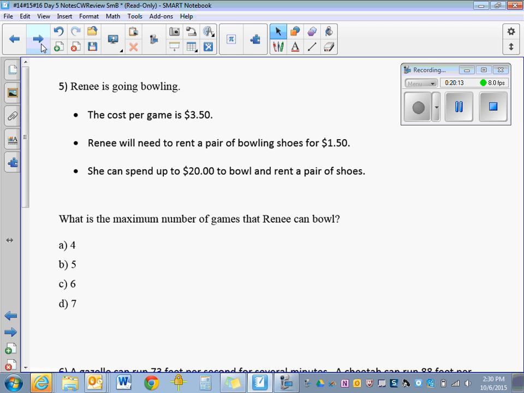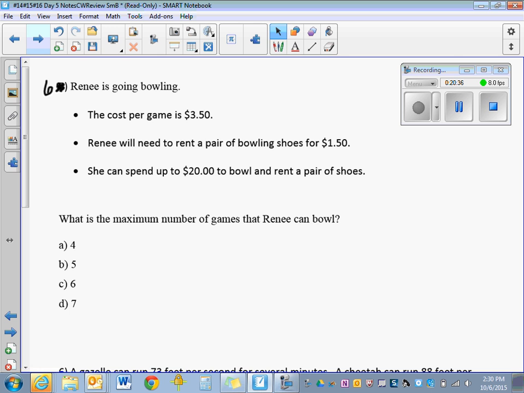Alright, so number, I think it says 6 on your page. Brittany is going bowling. The cost per game is $3.50. Renee will need to rent a pair of bowling shoes for $1.50. She can spend up to $20 to bowl and rent a pair of shoes. What is the maximum number of games Renee can bowl?